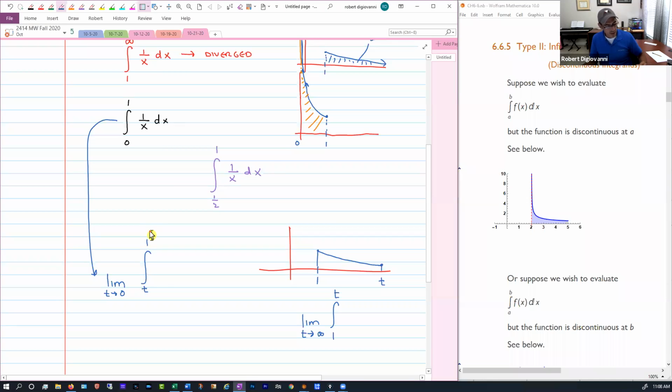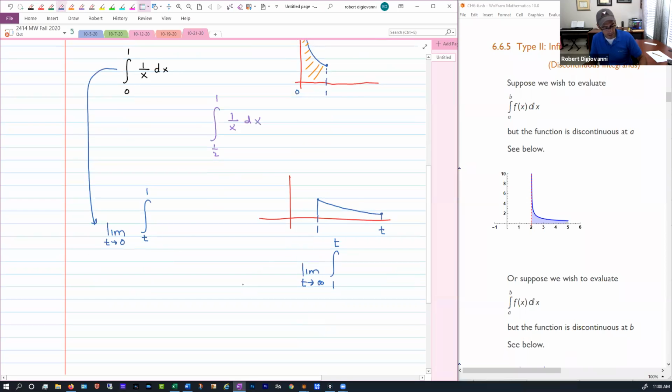So essentially, here's what we're doing. What we're doing is this. We're saying, all right, we're going to find the area between some value t and 1. We're going to try and come up with a formula for that area. And then we're going to let this t slide to the left and approach 0.